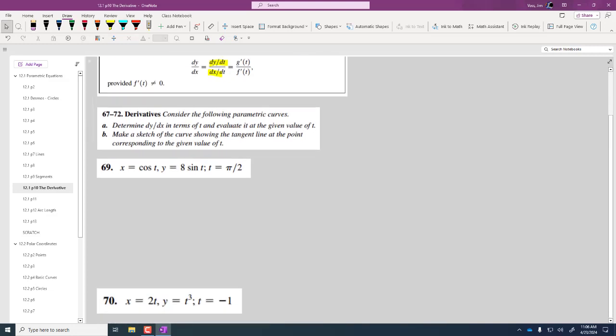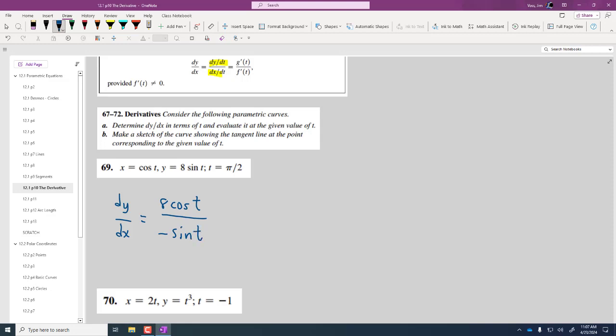That's it. So here, if we want dy/dx, it means what it's always meant. When you think about your parametric curve, it's just a curve in two-dimensional space. dy/dx means the same thing as it always has meant: slope of tangent. So we do what that says right there. Take the derivative of y, and we get 8 cosine of t. Take the derivative of x, we get minus sine of t.